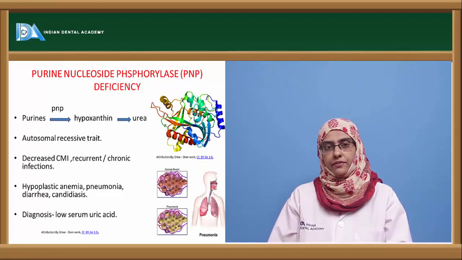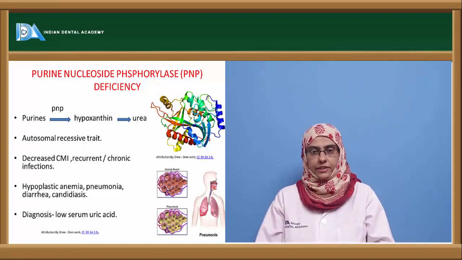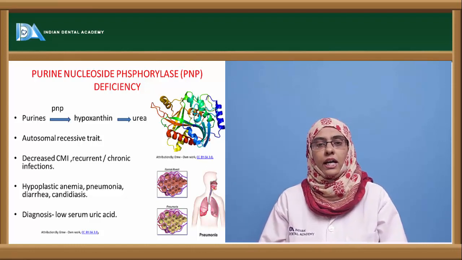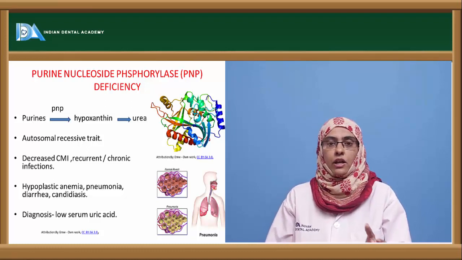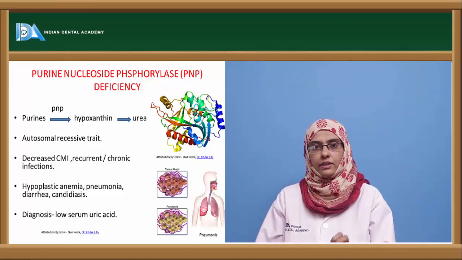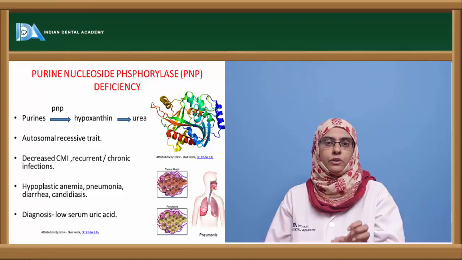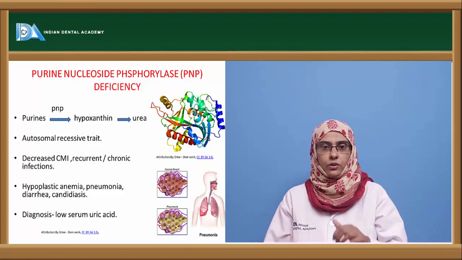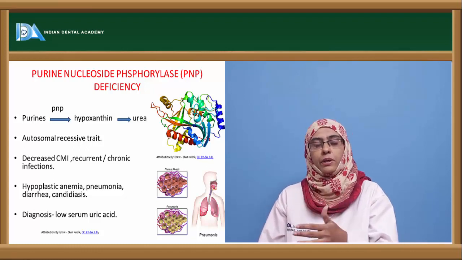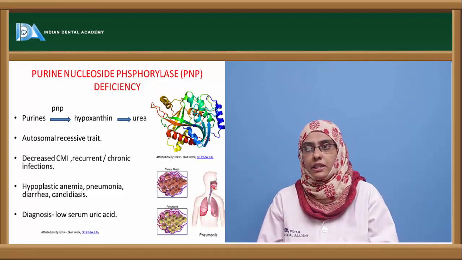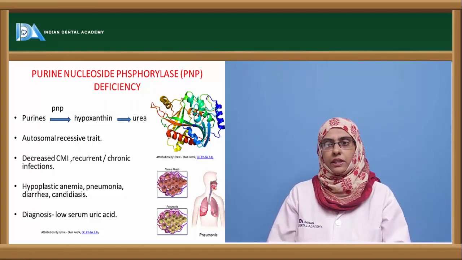Next type of cellular immunodeficiency is PNP, that is purine nucleoside phosphorylase deficiency. Now purines, as we all know, are the nitrogenous compounds that are building blocks of the DNA molecule. Now the enzyme purine nucleoside phosphorylase is the one that converts the sequential degradation of purines to hypoxanthine and ultimately to uric acid. So a decrease in the uric acid level can help us to identify whether a patient is deficient in this PNP enzyme, and it is an autosomal recessive trait that gets inherited from generation to generation.